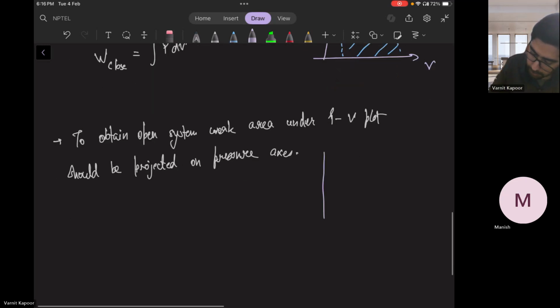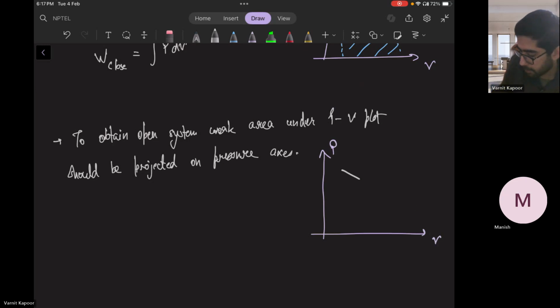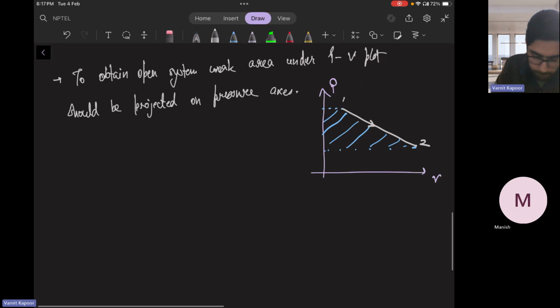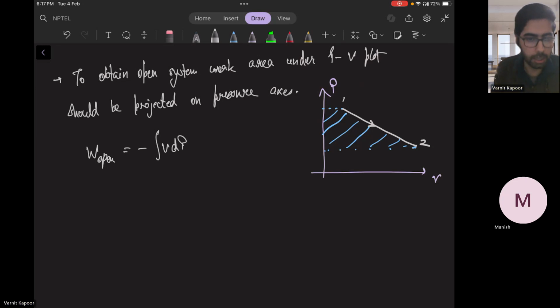So suppose this is pressure versus volume, same graph. From 1 to 2, you are going like this. But now your projection will be on the pressure axis. And the formula for the work is described as negative of V into change in pressure. We'll understand why the negative sign comes in later. So closed system work is PdV, open system work is negative of VdP. Simple.